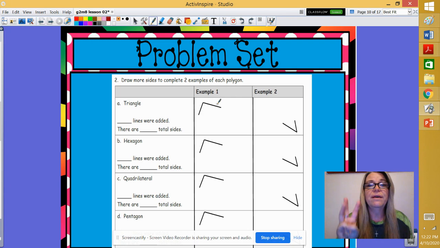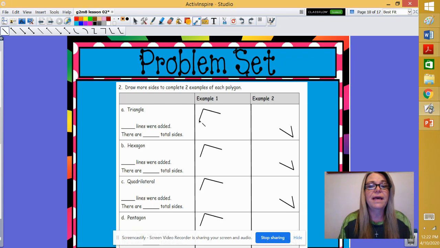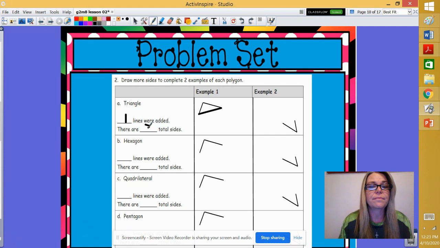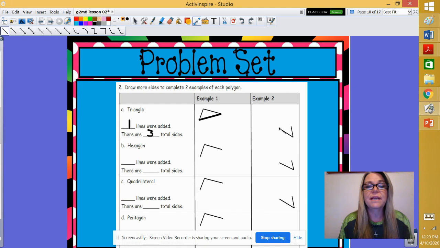How many sides does a triangle have? 3. So I'm going to simply add, how many more sides? I have 1 side, 2 side. I need to add 1 more side. So how many lines did I have to add? There was 2. I had to add 1 more. Now there are a total of how many sides? 1, 2, 3. Oops, I can't write with that. Let me get my pen. There. Now we also have to give another example. I had to add 1.